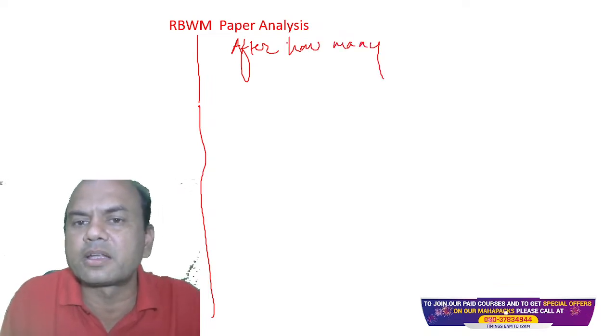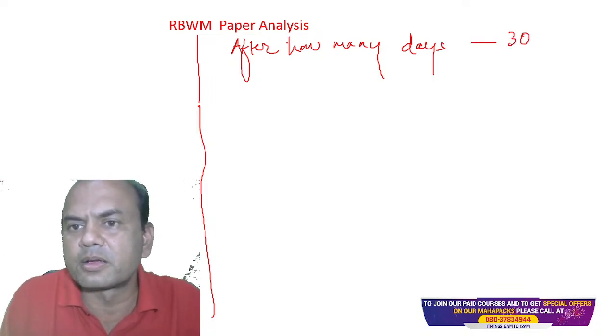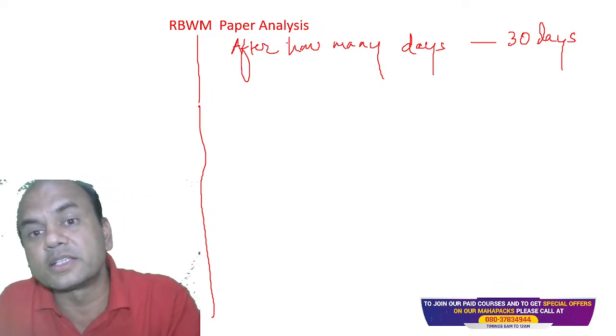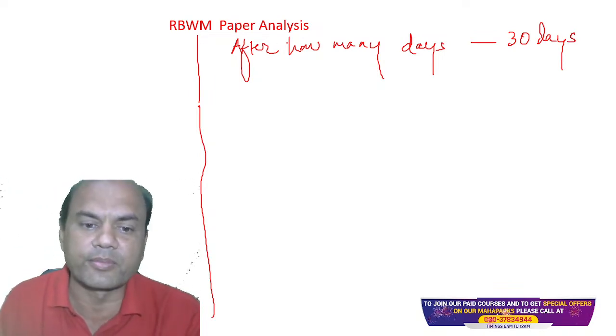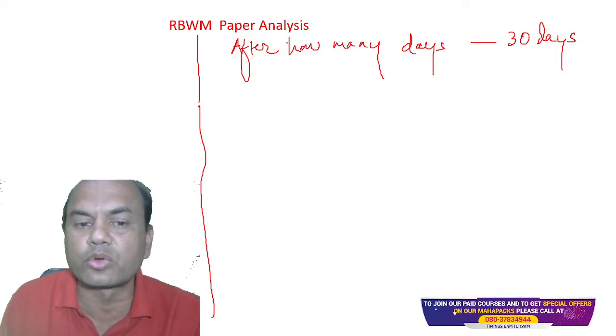If the bank doesn't revert within 30 days, or if the answer which they give is not satisfactory, in that case I can go to ombudsman.